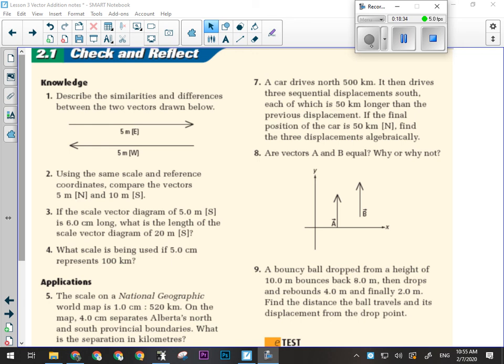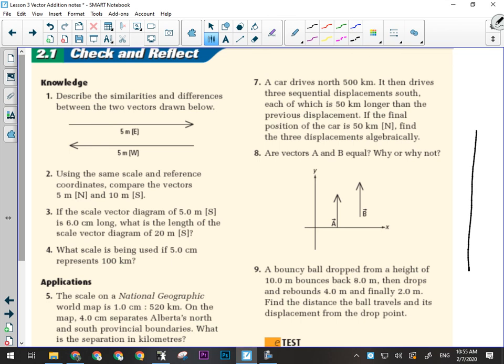So the trick to this one is it's an algebra trick. We know that the car goes 500 kilometers north. We know it does that. And then we know that after 3 sequential trips, each of which is 50 kilometers longer than the first one, it ends up back here, 50 kilometers north of where it started. Everybody with me there?